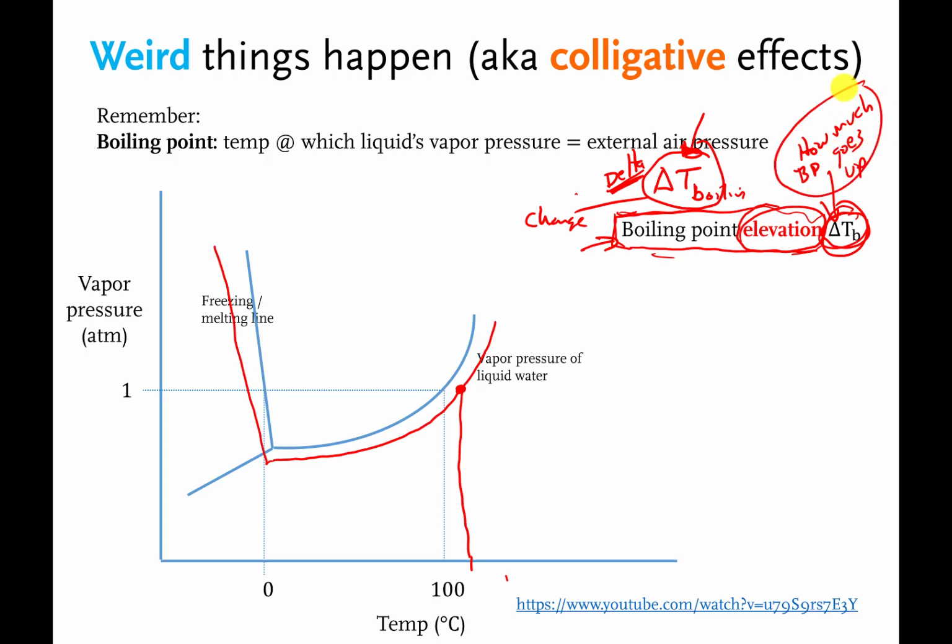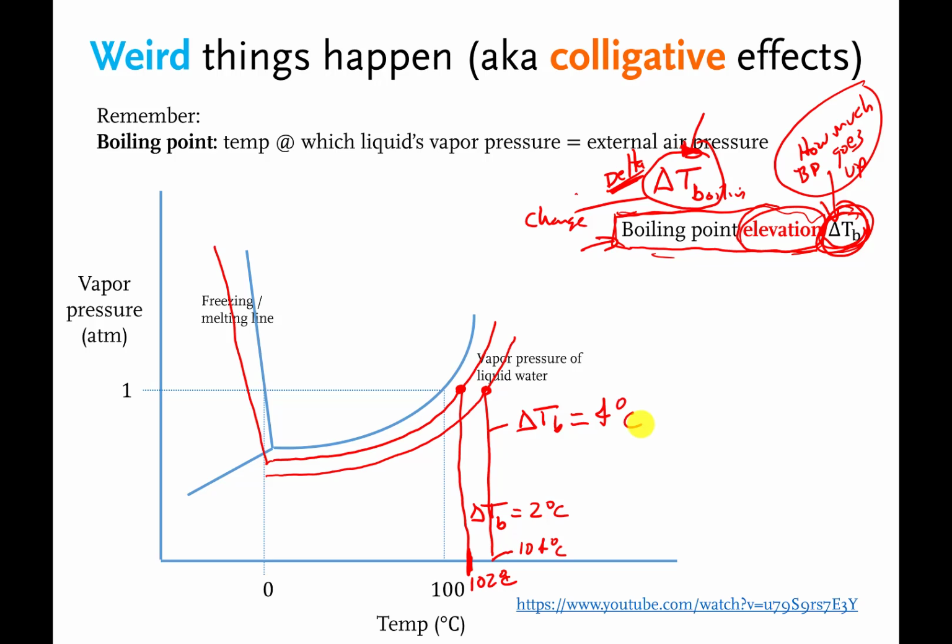And the amount that it goes up depends on how much stuff you dissolved in the water or in whatever liquid you're interested in. It doesn't just have to be water. So if the new boiling point of my salty water was 102 degrees Celsius, then the boiling point elevation would be 2 degrees Celsius. But if I threw more salt into the water and the boiling point went up even more, and maybe the new boiling point was 104 degrees Celsius for my really salty water, then the boiling point elevation here would be 4 degrees Celsius.